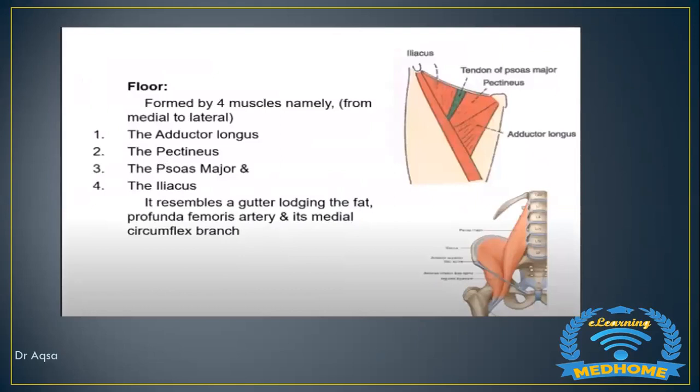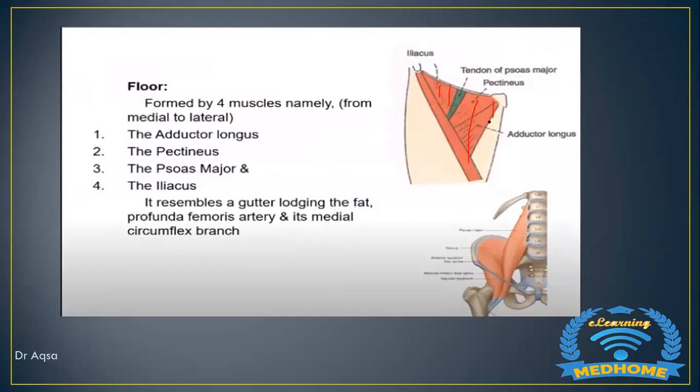Now, how is the floor formed? What do I mean by the floor? This part, this whole area, is known as the floor. So in the floor, we have 4 muscles.